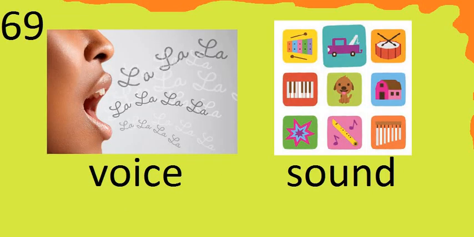And finally, we have voice and sound. So, voice is when humans make a sound when they are speaking or singing. That is their voice. Whereas other things such as musical instruments, vehicles, even animals, they make a sound. It's not necessarily their voice.